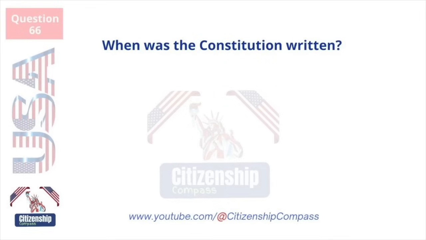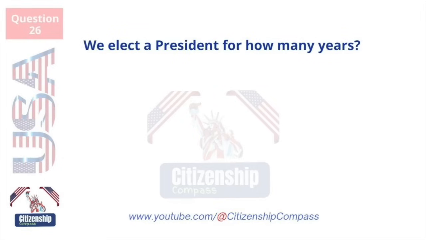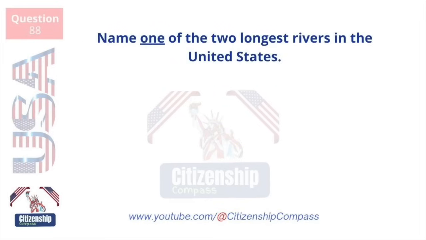When was the Constitution written? 1787. We elect a president for how many years? 4. Name one of the two longest rivers in the United States. Missouri River.